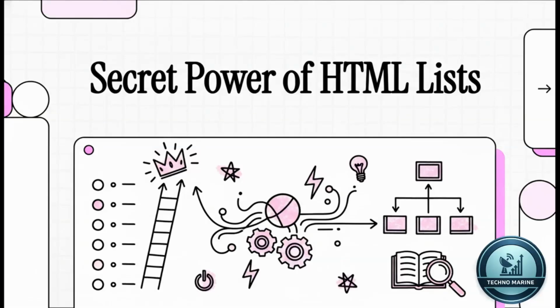All right, let's get into it. Today we're talking about something you see a million times a day, but probably never really think about. Lists. Bullet points, numbered steps, all that stuff. But what if I told you there's a whole secret world of power and meaning hiding behind them?